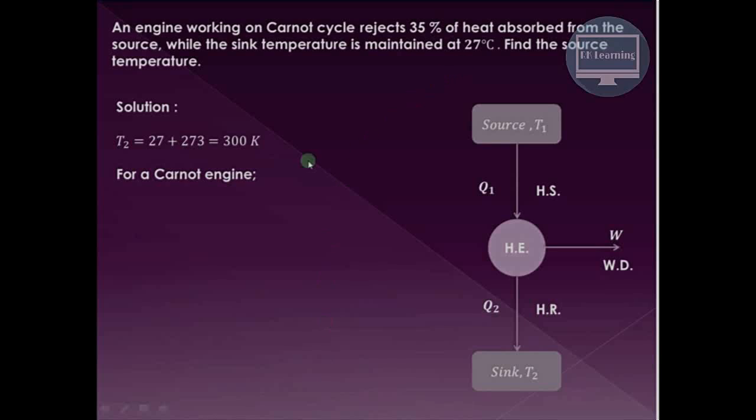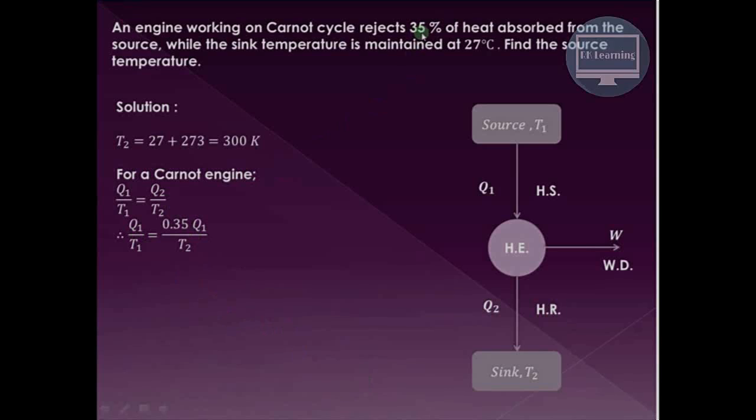Now the sink temperature is given as 27 degrees centigrade, so convert that value into Kelvin. Now for a Carnot engine, applying the principle, Q1 upon T1 is equal to Q2 upon T2, where Q1 is the heat supplied, T1 is the temperature of the source from which the heat is supplied, Q2 is the heat rejected, and T2 is the temperature of the sink to which the heat is rejected. So Q1 upon T1 is equal to Q2 upon T2.